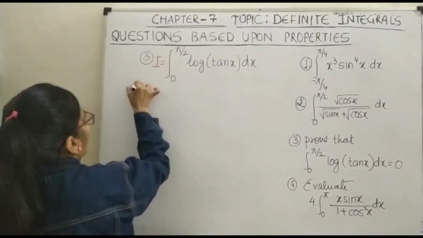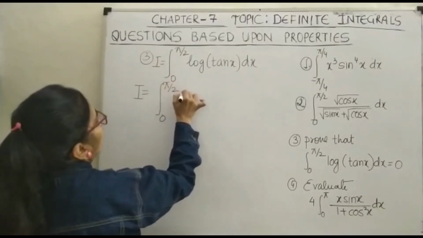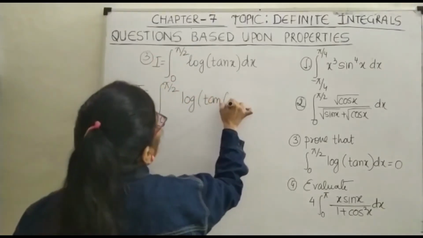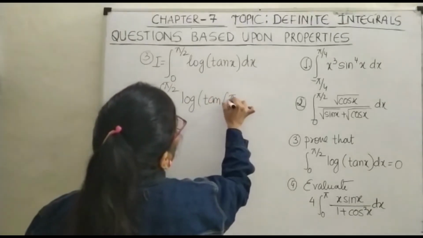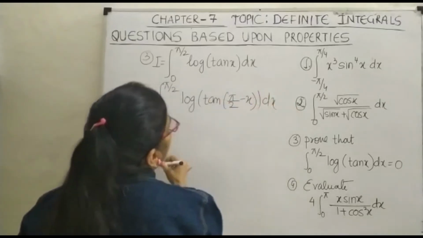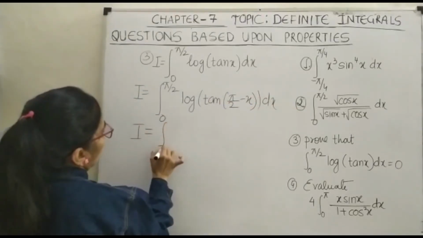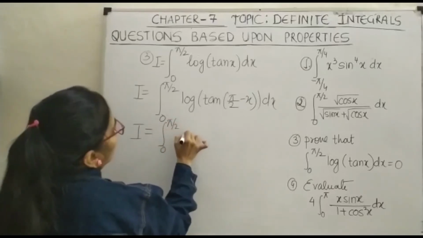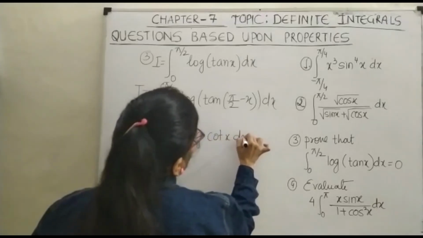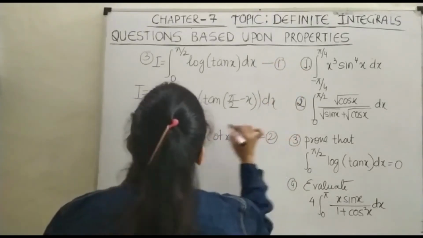Now the same I we can take as the integral from 0 to pi by 2 of log tan x, and in place of x we write pi by 2 minus x, again dx. So this becomes I is equal to the integral from 0 to pi by 2 of log cot x dx. Give this as equation number 1 and this as equation number 2.